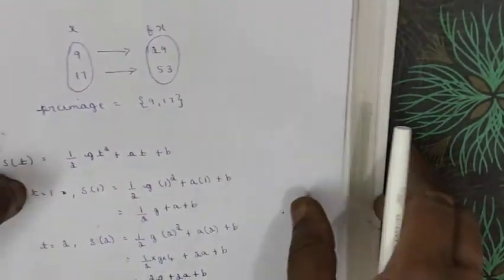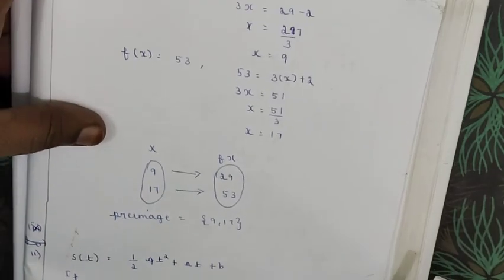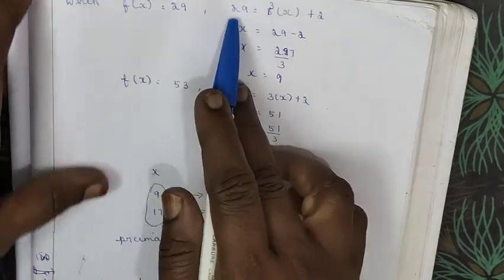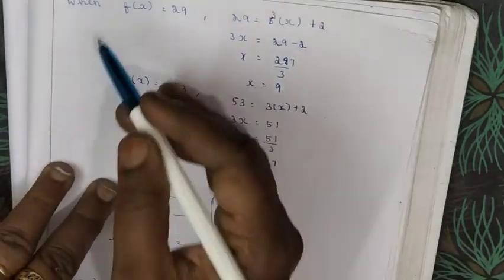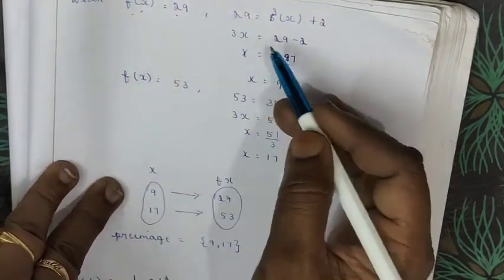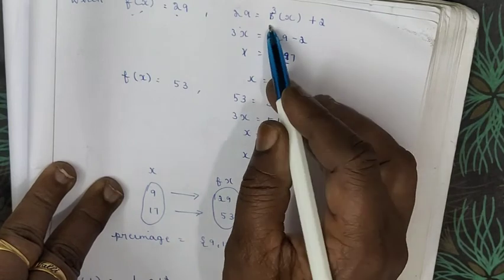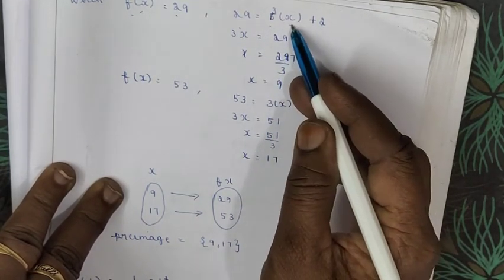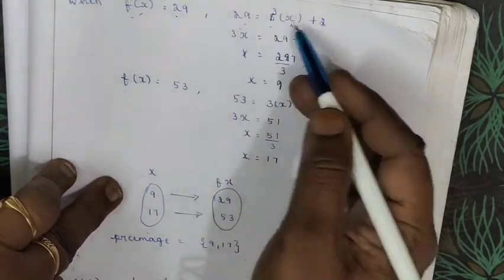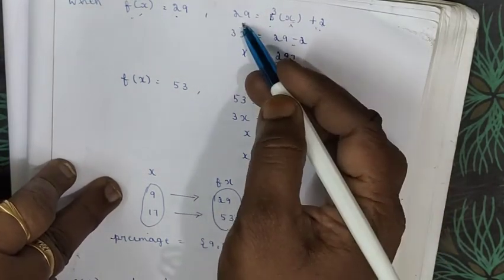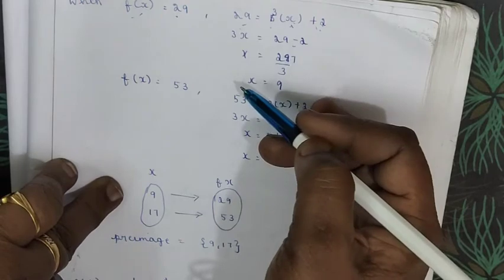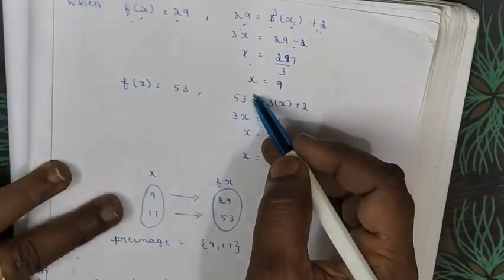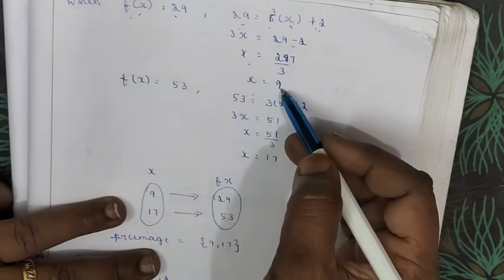Next one is, images are given as 29 and 53. So we know that f of x equal to 29. What is f of x? 3x plus 2. So we want to find the value of x. So 3x equal to 29 minus 2. This plus 2 comes to the left hand side as minus. So x equal to 27 by 3, x equal to 9. And this is the pre-image.